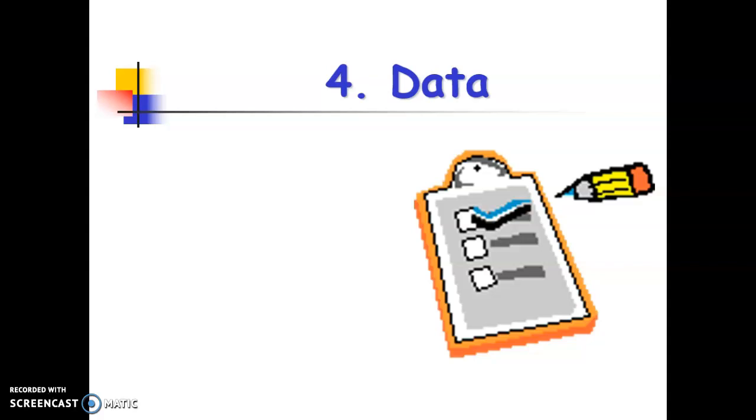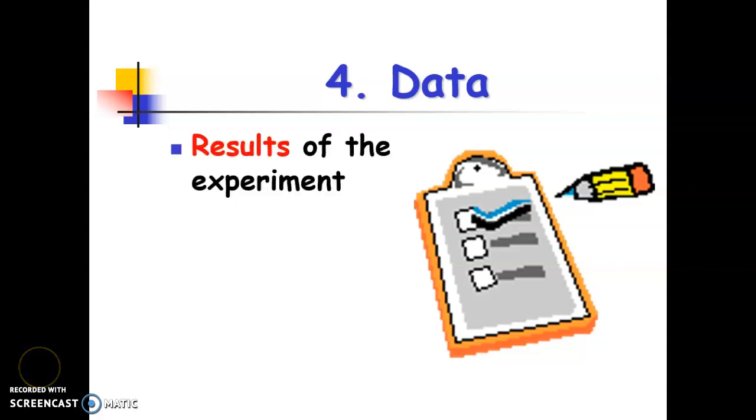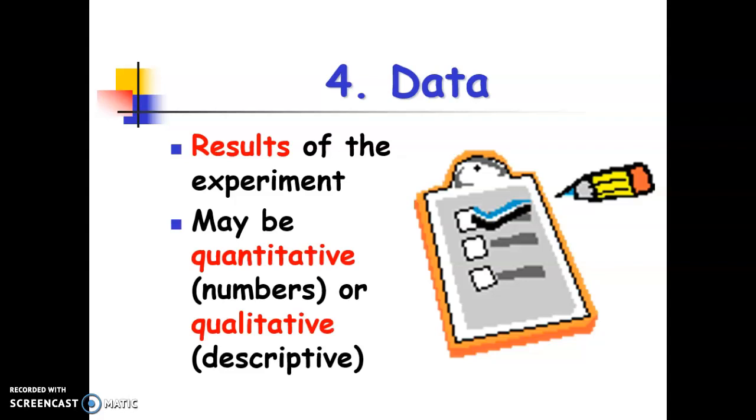Moving on with our steps of the scientific method. Of course, when we run our experiment, we're going to collect some data. So the data would be the results that we get from our experiment. Now this can be in a couple of forms. We can have quantitative data, which is numbers, like we saw in our brine shrimp lab. We counted the number of brine shrimp that survived. Or qualitative, which is descriptive. Qualitative data can be just as useful as quantitative data. Don't be misled if it's not numbers.